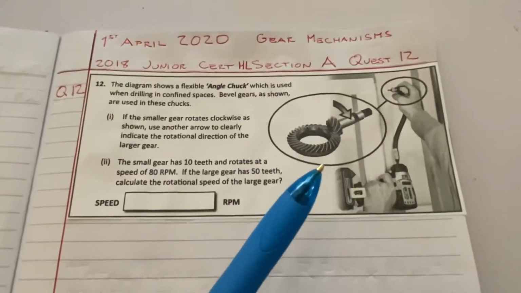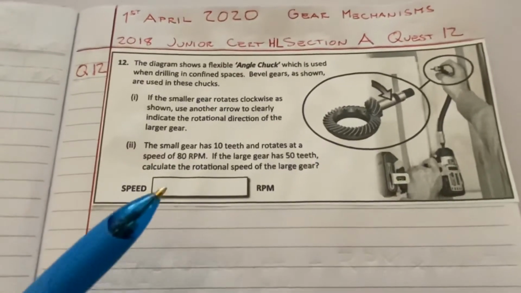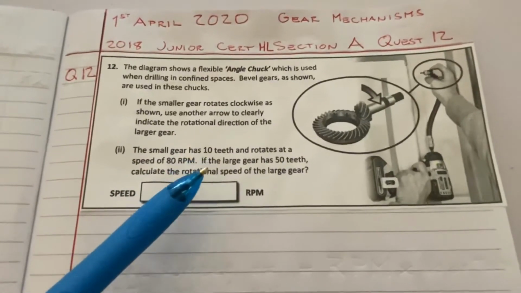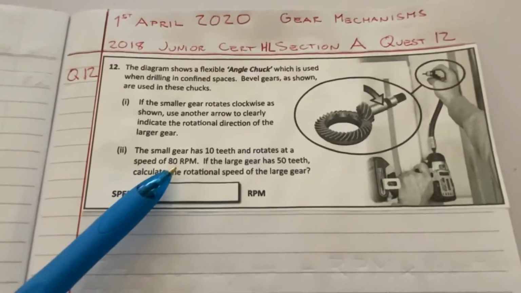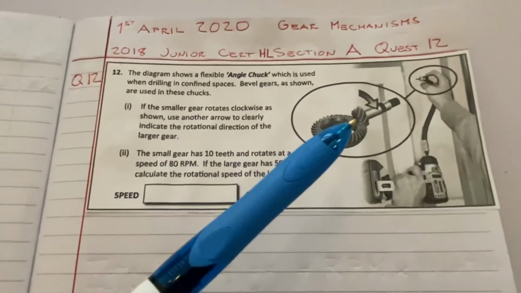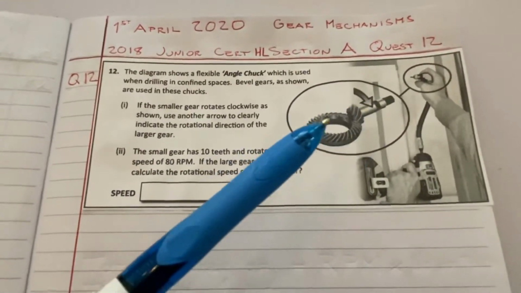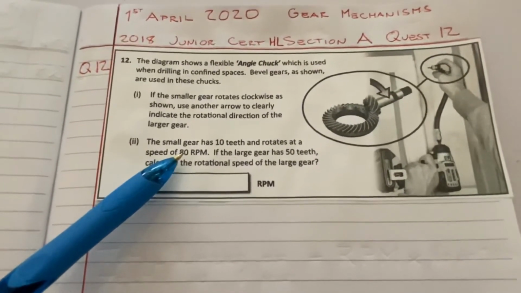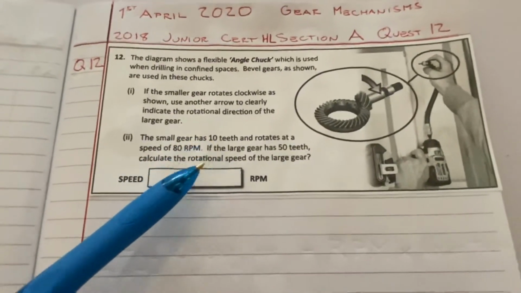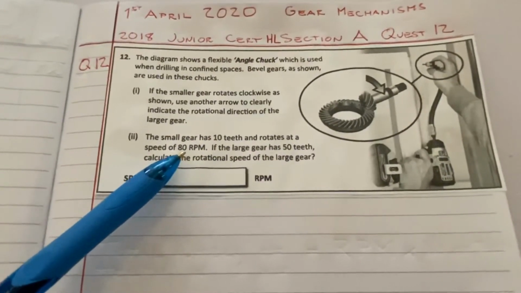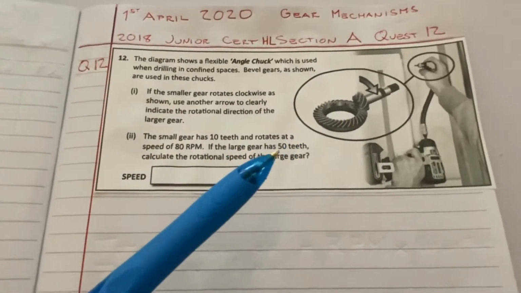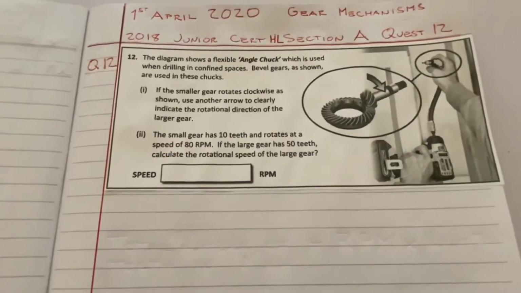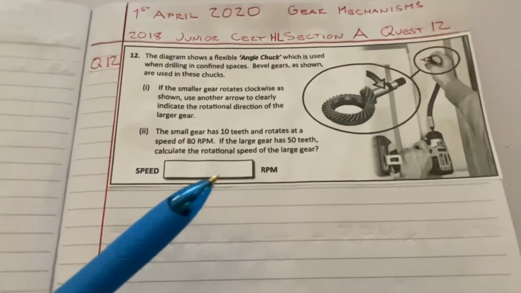So what will that do to the gear wheel below? Now we are told then that the small gear wheel has 10 teeth and it's rotating at 80 RPM. So this has 10 teeth on it. It's rotating 80 times per minute. So in order to work out the number of teeth engagement, it's going to be 80 multiplied by 10, which is going to give us 800. Then we have 50 teeth on the gear wheel below. So you take the 50 and divide that into 800, and that then will give us the rotational speed.